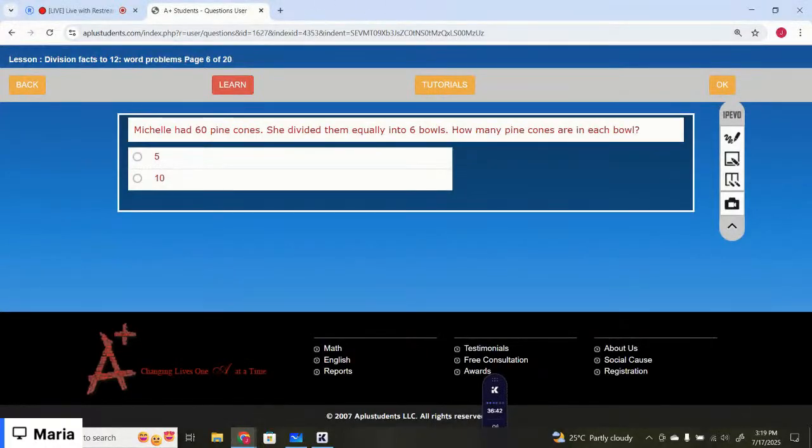Mitchell had 60 pine cones. She divided them equally into 6 bowls. How many pine cones are in each bowl? So which is the correct option? That would be 10. Very good. Option number 2 is the correct option.